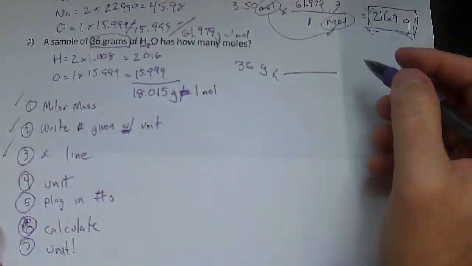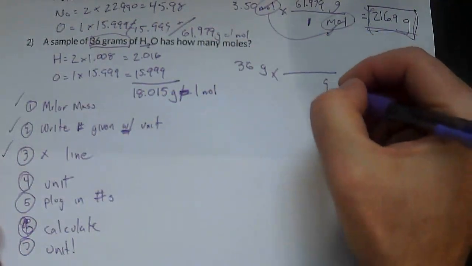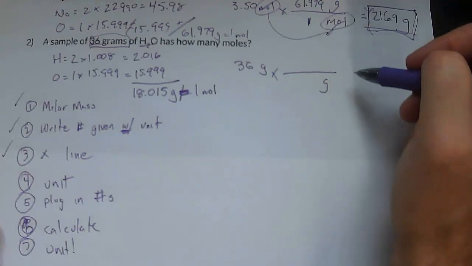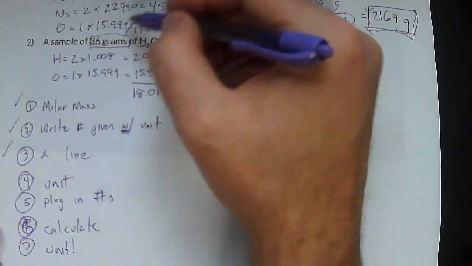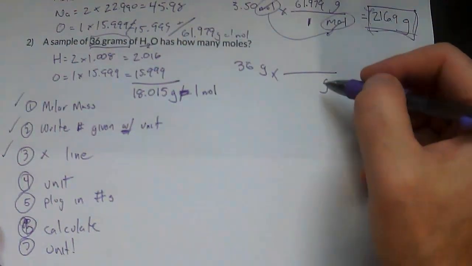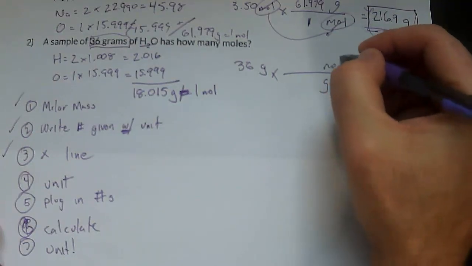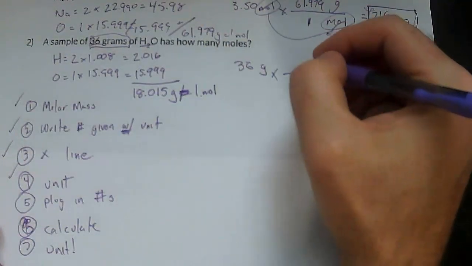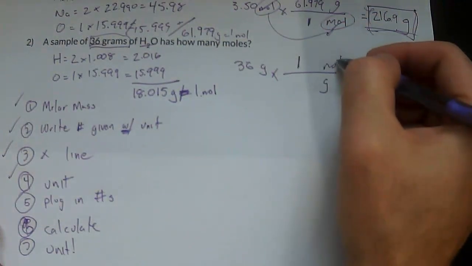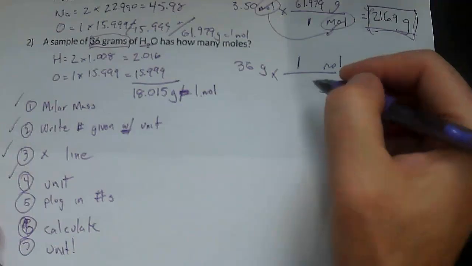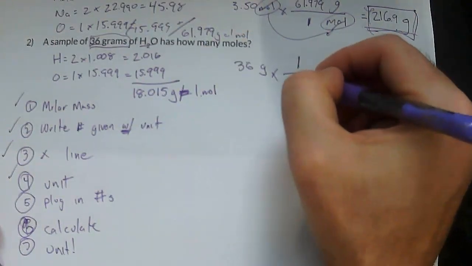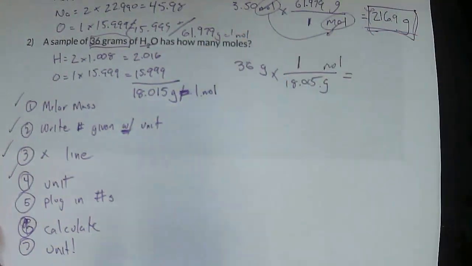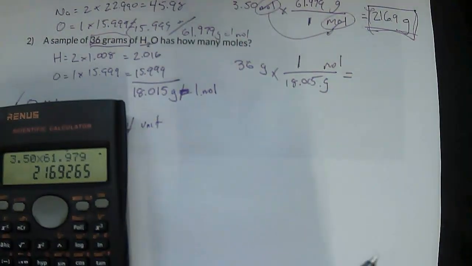We're going to look at the units. Grams go on the bottom. Notice this is different, because we started with a different number. So grams go on the bottom, moles go on the top. So that's the units. We plug in the numbers. That's 1 mole, 18.015 grams. Now we calculate and we make sure we get the right units.